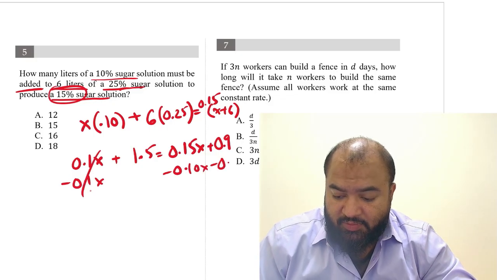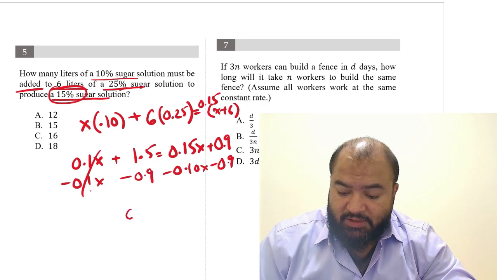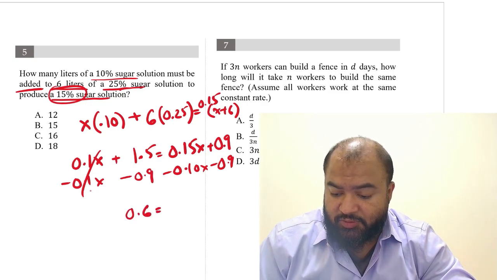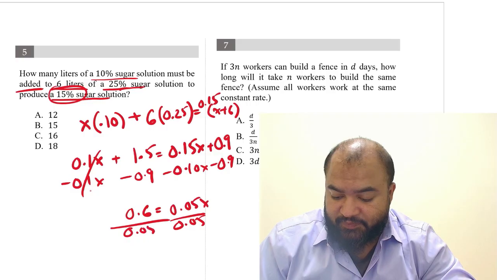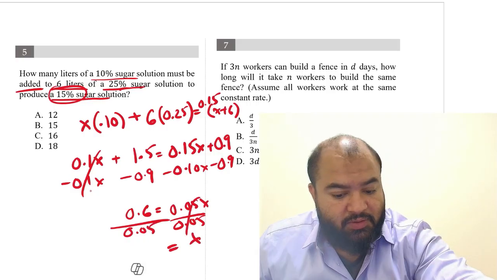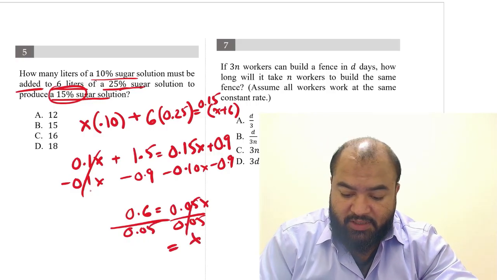So minus 0.9 on both sides. So that's 0.6 equal to 0.05x, and then divide by 0.05. So x is equal to 12. So the answer is A.